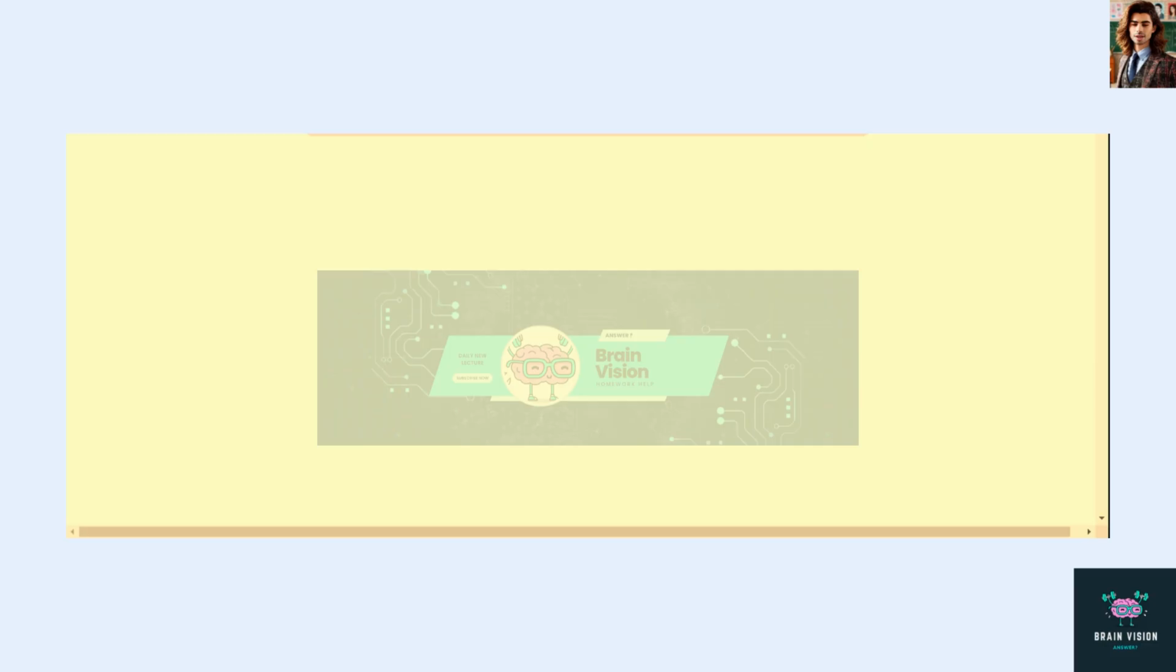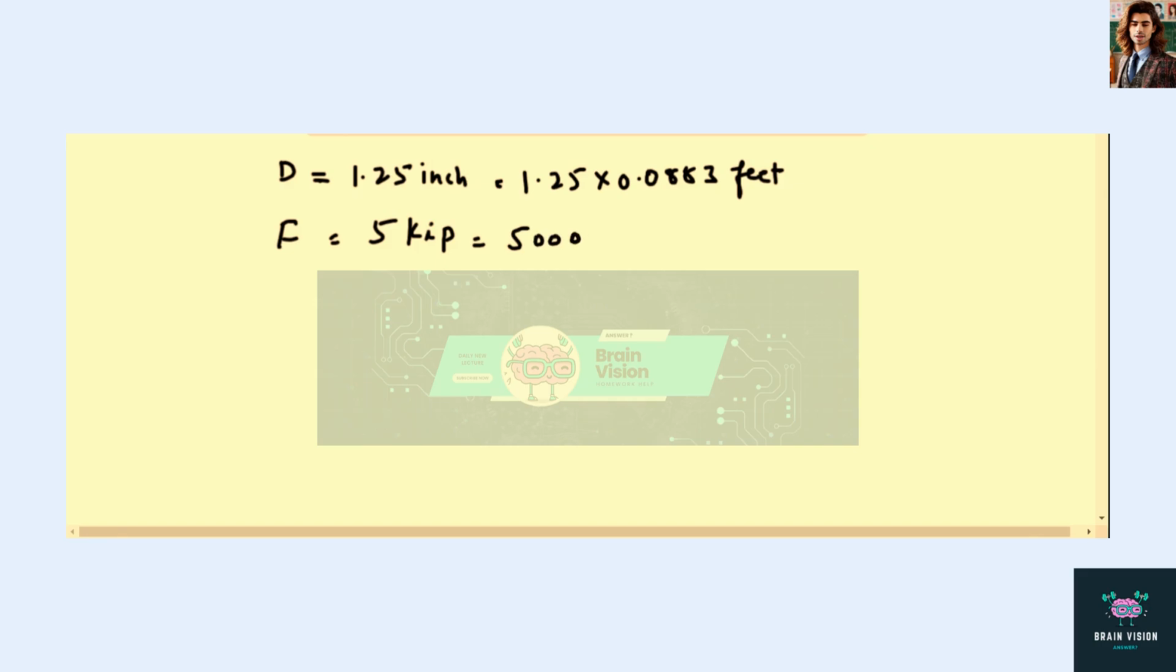Friends, this is a problem based on elasticity. Here it is given a steel wire having the diameter 1.25 inch, that is 1.25 into 0.0883 feet. It is under the force of 5 kip, that is 5,000 pound. We have to find maximum shear stress.